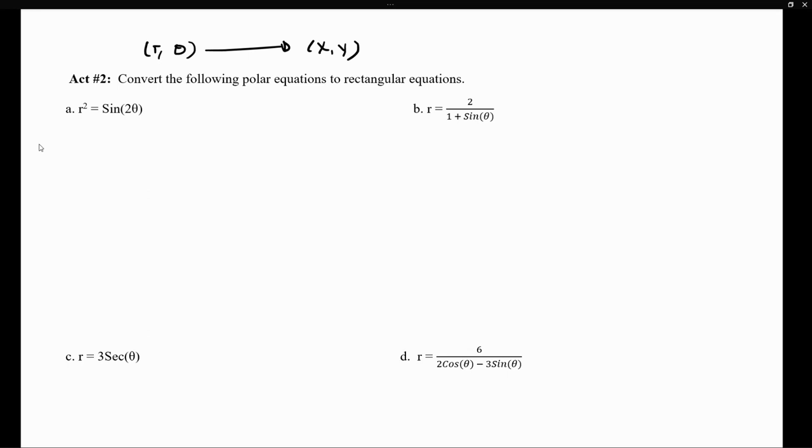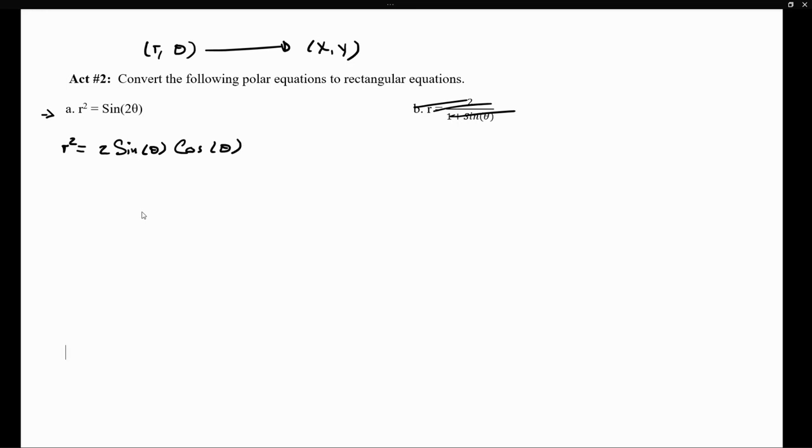Let's take a look at A, since it does have the double angle expression. Again, every single term that has an r or a theta should go away. Well, the first thing that I recognize right away is that I have a double angle identity, so let's rewrite this as a single angle. Recall that sine 2 theta is equivalent to 2 sine theta cosine theta. This is just a double angle identity.